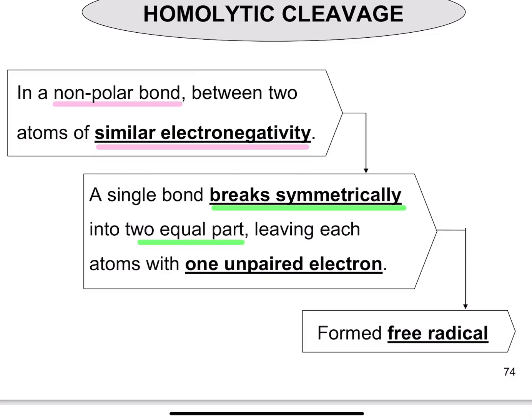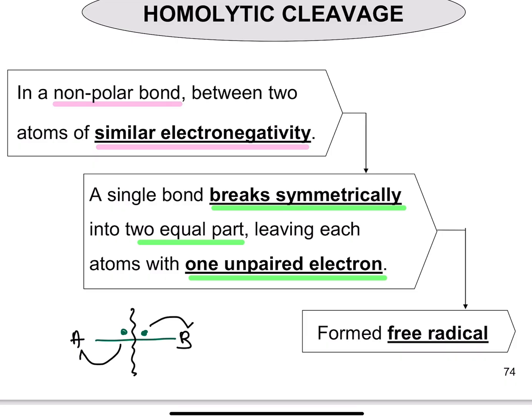So one atom will have one electron. Why do I say that? Because we know that to form one bond, we have two electrons. So when it breaks homolytically, that means it breaks evenly. Let's say I've got atom A and atom B. One of the electrons will be given to each atom.